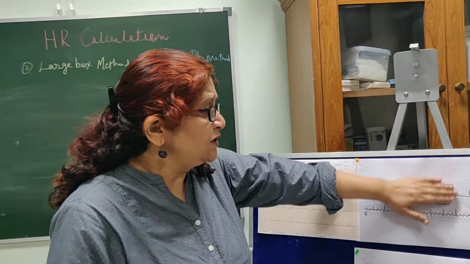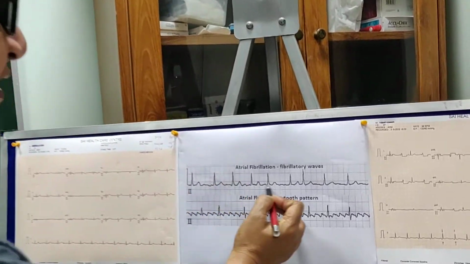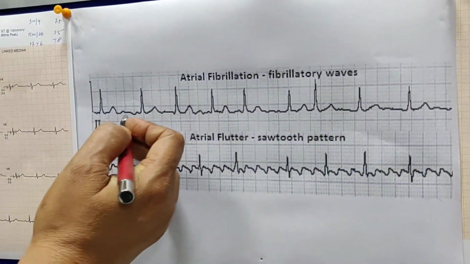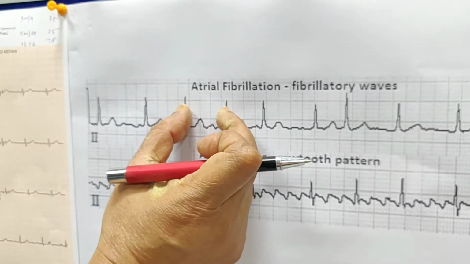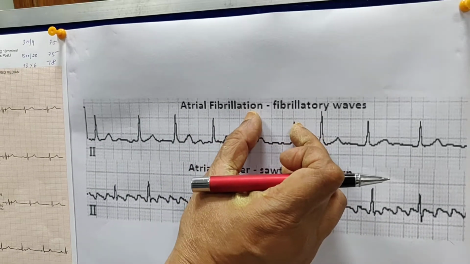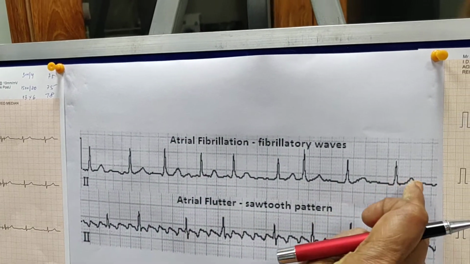Now here also, the upper one is atrial fibrillation, right? You can see there are no clear cut P waves. This is a large RR interval. This is small. This is middle. It is smaller. It is bigger. So every time the RR interval is varying.